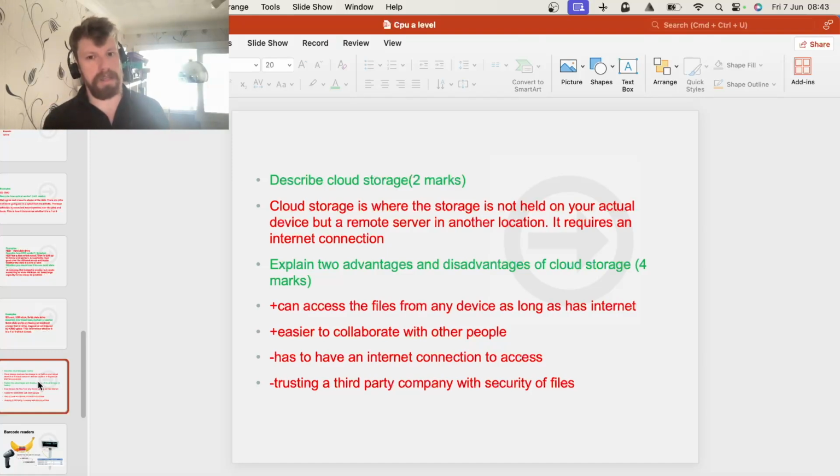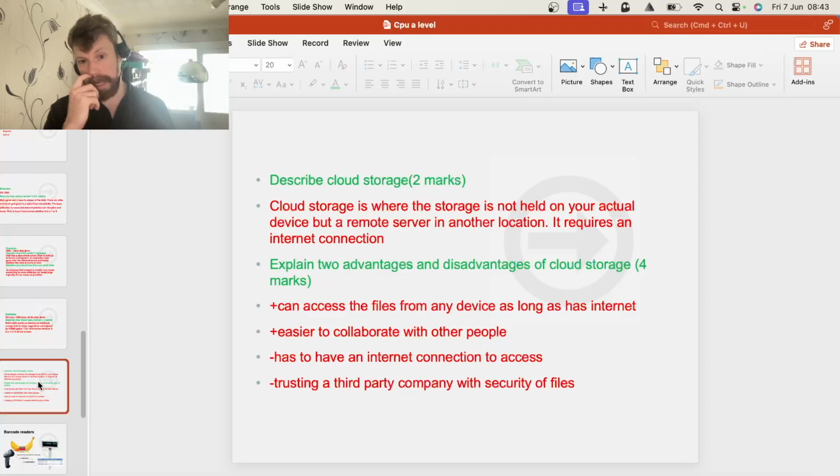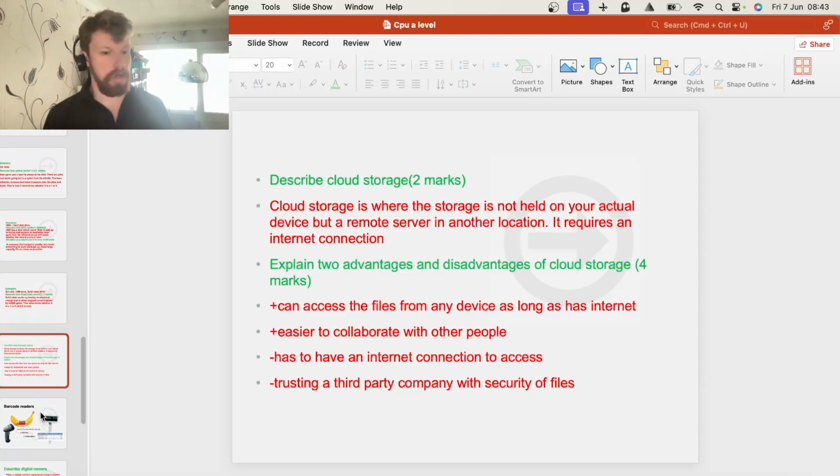Cloud storage is where the storage is not held on the actual device, but in a remote server in another location. It requires an internet connection. The advantages, just quick ones: you can access files from any device as long as you have internet, and it's easier to collaborate with other people. The negatives, though, are that you have to have an internet connection to access it, and you are trusting a third party with the security of your files. Whilst the security, I'm sure, is very, very good, we are trusting people that they're going to be good.